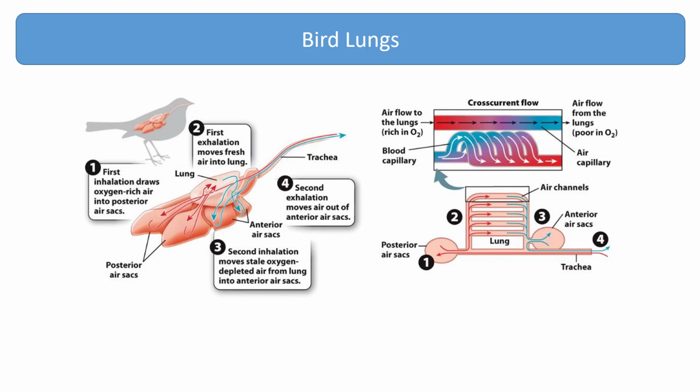Exhalation then moves this fresh air to the lungs. The next inhalation moves the stale air from the lungs into the anterior sacs, and the second exhalation expels the stale air from those sacs. This process allows birds to achieve a continuous supply of fresh air into the lung during both inhalation and exhalation.